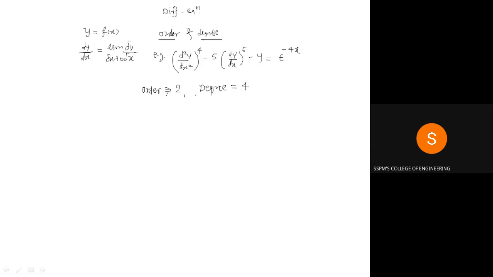So how to get that order and degree? Order is nothing but the order of highest derivative term in this differential. So highest derivative is d square y by dx square. So order is 2. And degree of differential equation is degree of highest derivative, the power of that highest derivative. So that is called degree. This is the way to get the order and degree of differential equation. So we'll see an example of how to get the degree.